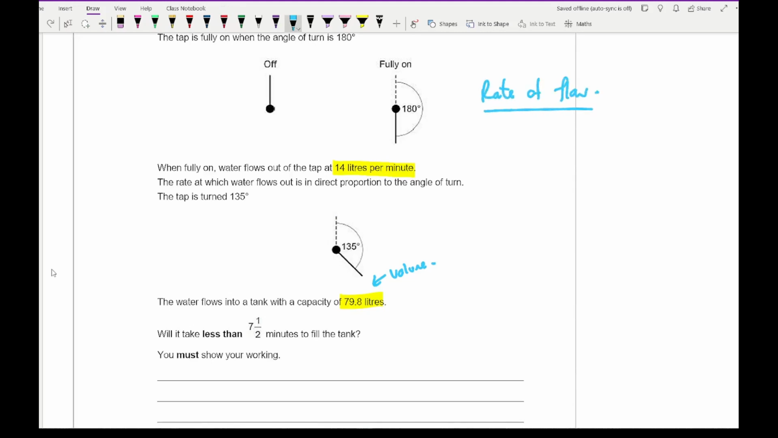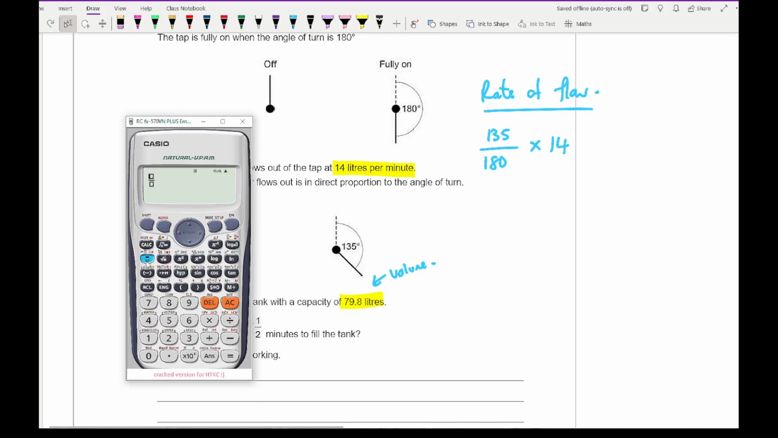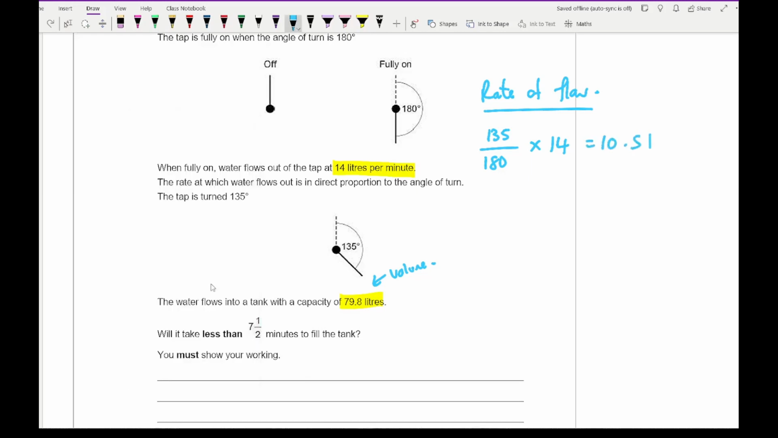Now to do this, it's all about proportion. So here I've got 135 degrees out of a maximum of 180. Now when it's 180, it's 14 litres. So if I times that by 14, that will give me the rate at which the water is pouring. So if I just get the calculator up again, 135 divided by 180 multiplied by 14, and it should be a number that's less than 14, which it is. So that's going to therefore be 10.5 litres per minute.